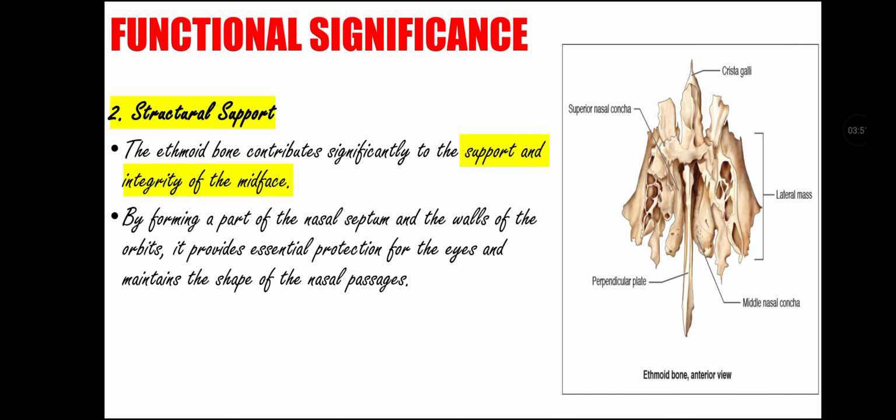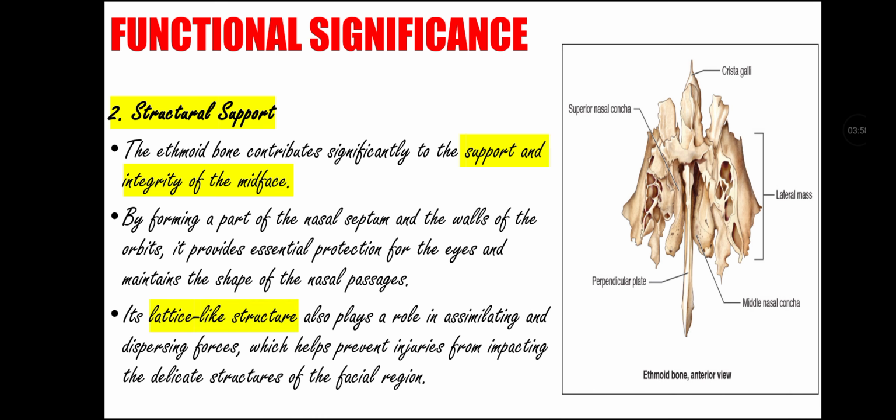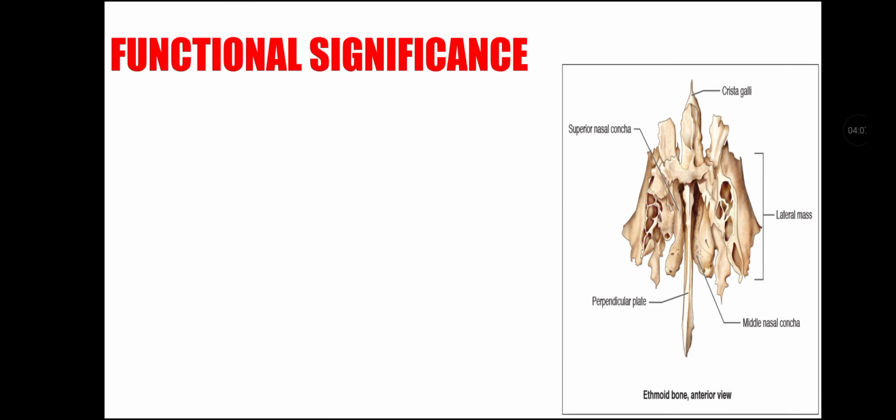Further talking about its functional significance, it has structural support, as ethmoid bone contributes significantly to support and integrity of the midface. By forming part of nasal septum and wall of orbit, it provides essential protection for the eye and maintains the shape of nasal passage. Its lattice-like structure also plays a key role in absorbing and dispersing forces which help prevent injuries from impacting the delicate structure of the facial bones.